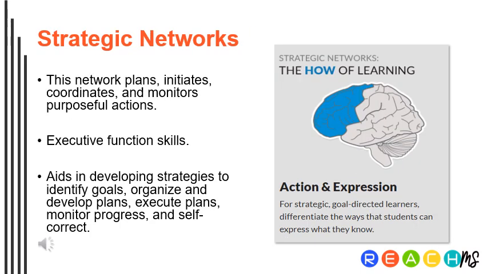The strategic network is the planning portion of the brain. This network helps plan, initiate, coordinate, and monitor all purposeful actions. It's where executive function skills originate. This aids in the development of strategies that help identify goals, organize and develop plans, execute plans, monitor progress, and self-correct when we get off track.